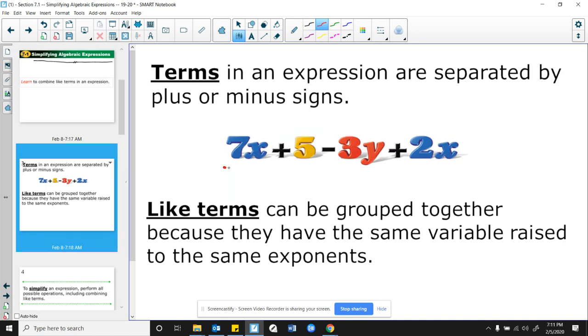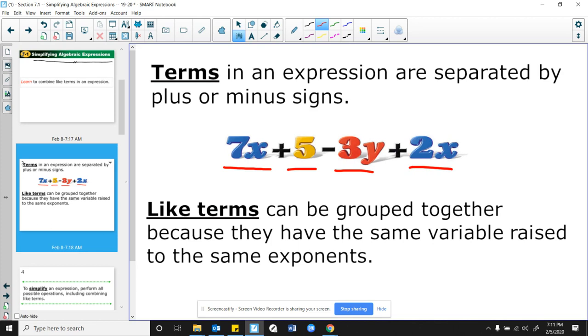We've got 7x, that's a term. We've got 5, we've got 3y, and we have 2x. All of those are separated, again, by a plus or a minus sign, okay? All of that right there, those are separate terms. So we call them terms, okay? You'll hear me refer to that a lot.